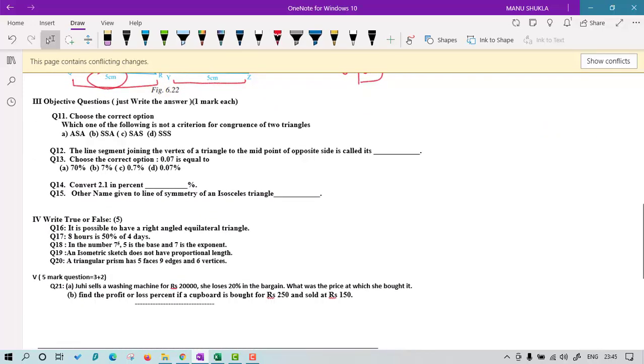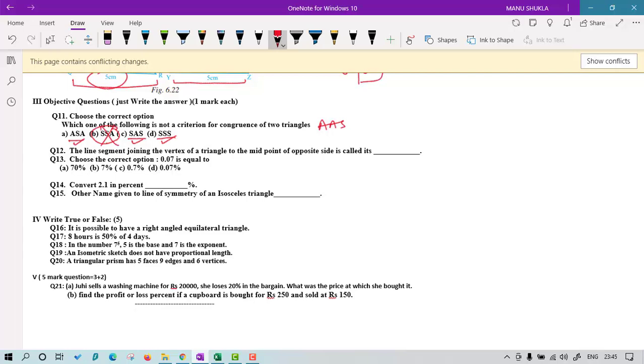Third part, choose the correct option. Which one of the following is not a criterion? Angle, side, angle we have studied is correct. Side, angle, side we have studied is correct. Side, side, side is also correct. But side, side, angle is not correct. Angle, angle, side we have studied, but not side, side, angle. It is not correct. So this is the answer, option number B.